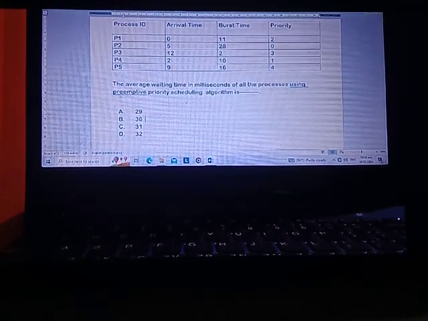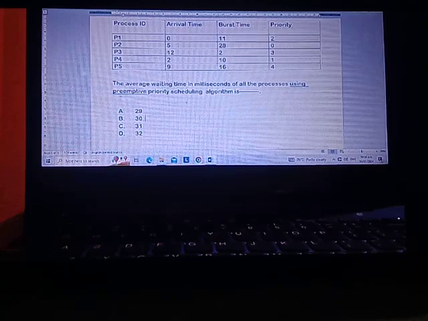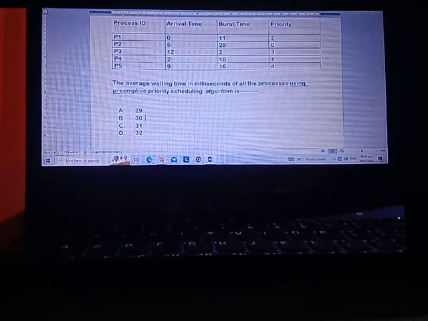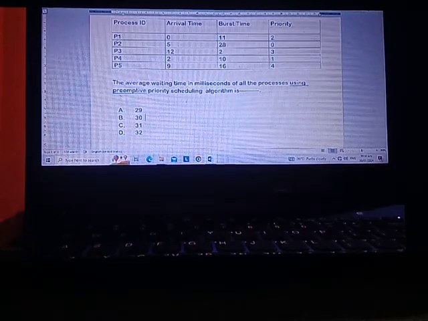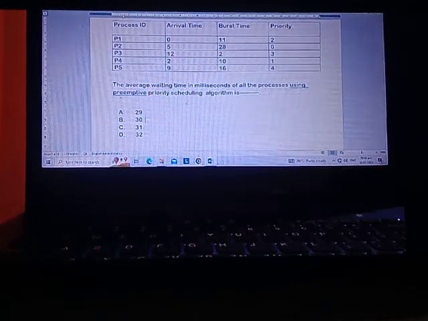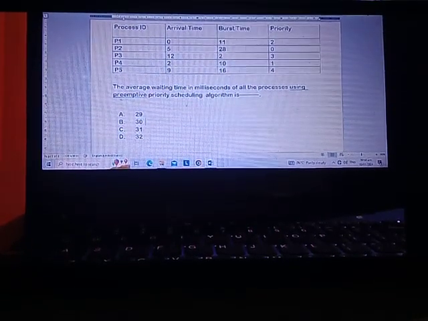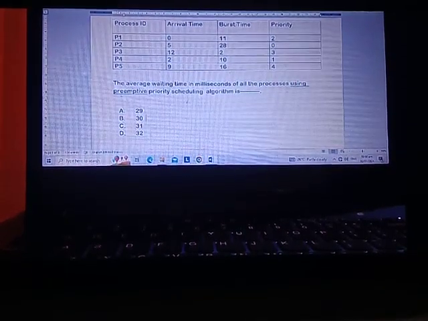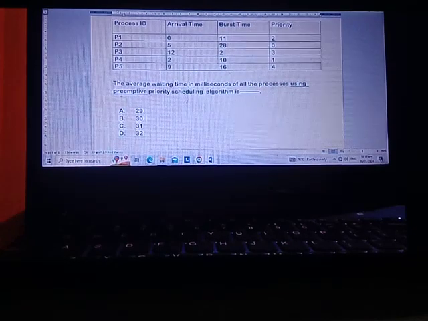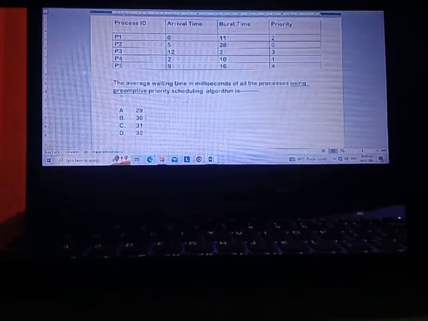So among P3 and P5, which is the highest priority? P3's priority is 3 and P5's priority is 4. So the higher priority is that of P3, which is 3. So P3 will now get the CPU and it will execute for how long? P3 will execute only for 2 milliseconds. That is the burst time of P3.